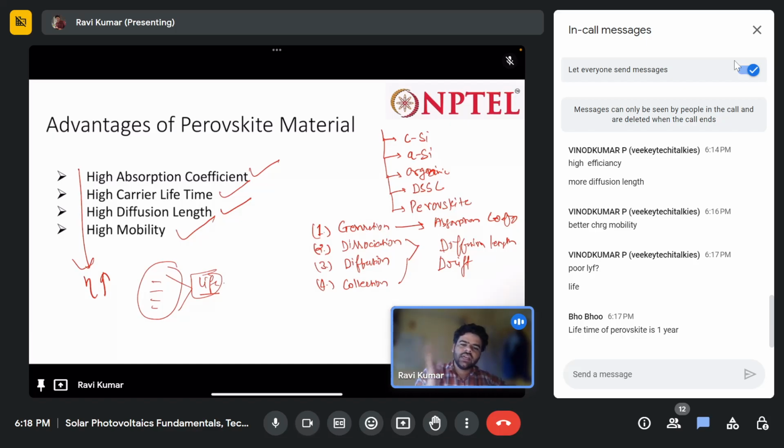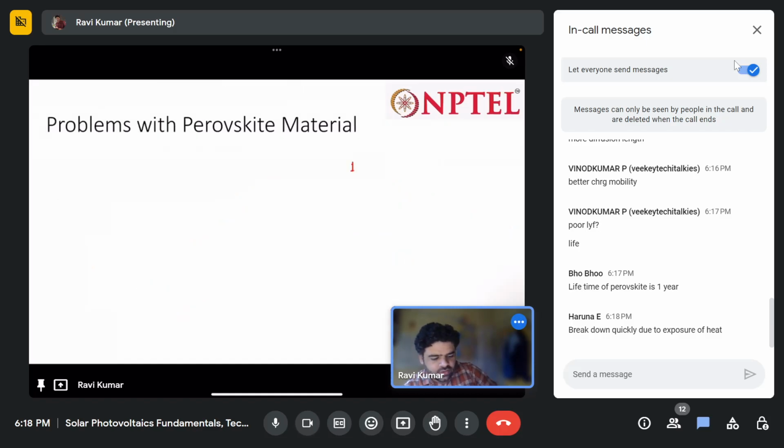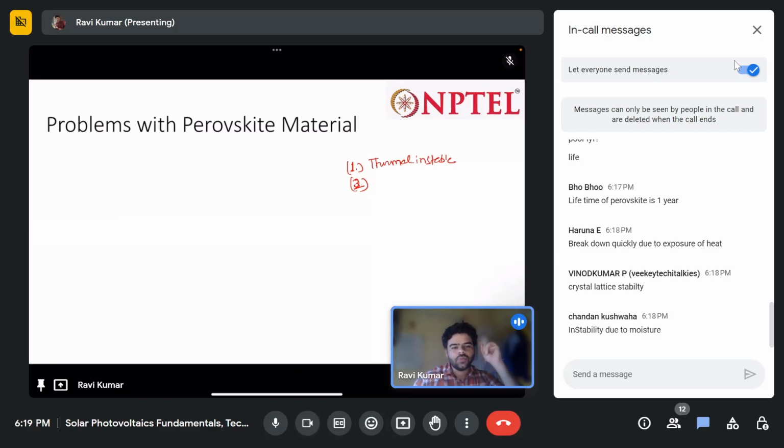As we said, efficiency depends on some parameters. In the same way, someone wrote, Haruna, that it breaks down quickly due to exposure to heat. Yes. So the first thing, as Haruna said, is exposure to heat, we can say thermally unstable. Second, crystal lattice stability. Yes, stability, you are right. Instability due to moisture. Yes. Chandan, your point is right, and you are saying the same point. So it is about the crystal lattice stability. And yes, you said moisture.